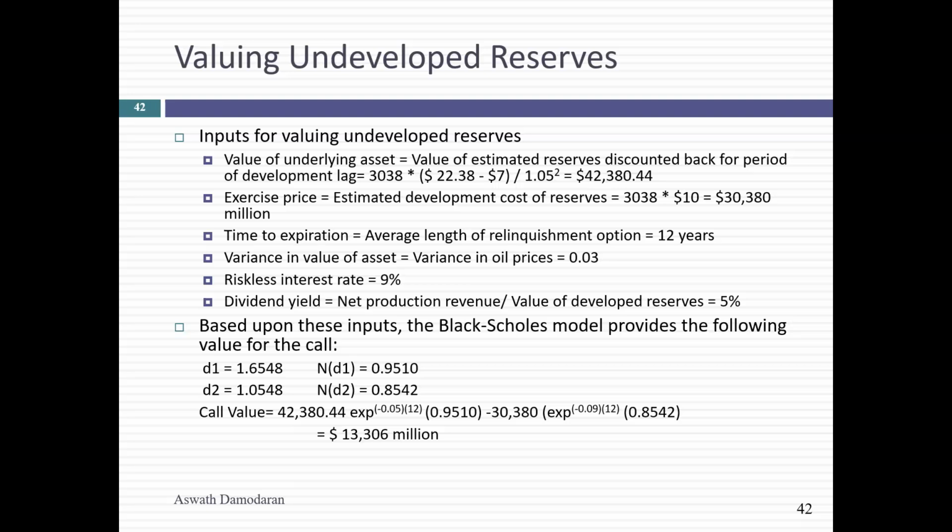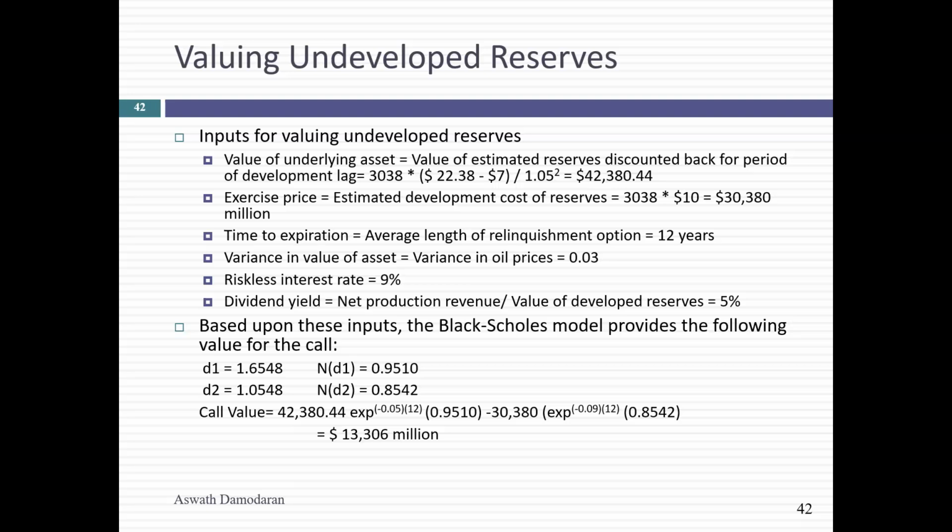You have 12 years left in the reserves, oil prices are volatile, the riskless rate is 9%, and the equivalent of the dividend yield becomes 5%, the cash you leave under the ground. You take the D1, D2, N of D1, N of D2. Remind me again what N of D2 tells me. It's a rough estimate of the likelihood that this option will be in the money, which means there's an 85.4% chance I will develop the reserves. No surprise, because these are viable reserves already.